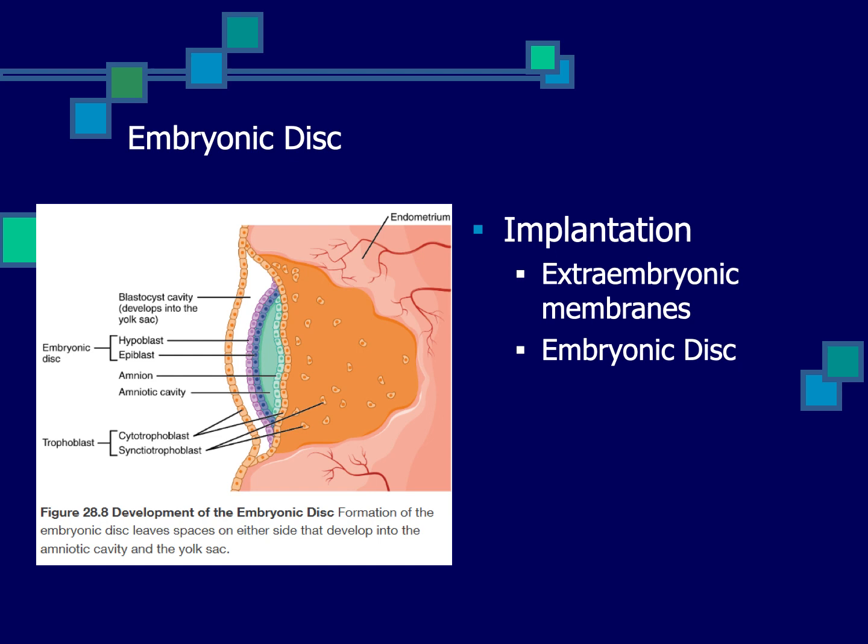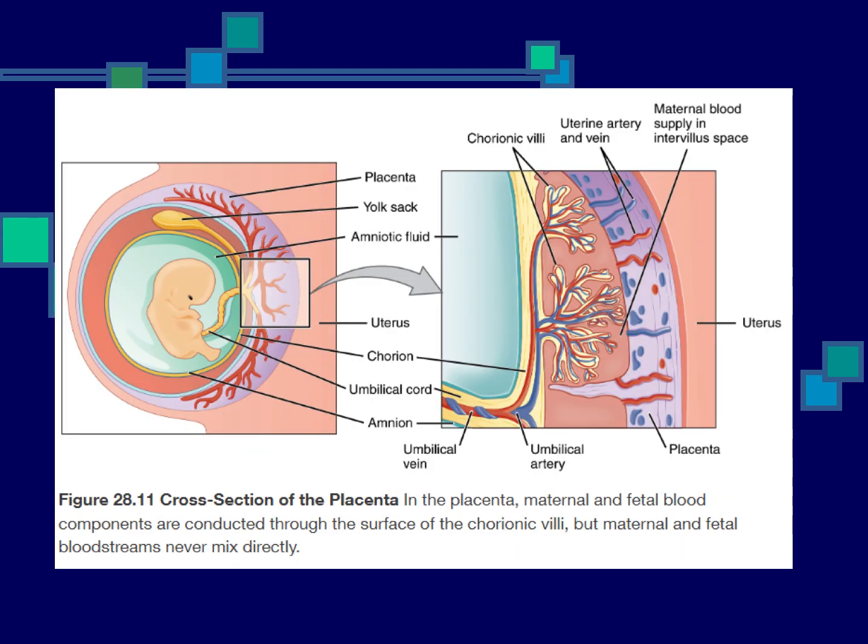Okay, so here's an illustration showing the inner cell mass forming a disc, and then you have the trophoblast cells forming what will become the placenta and the amniotic cavity and things like that. And so there's lots of stuff going on there. Only the embryonic disc becomes the baby. The rest is supporting tissue.